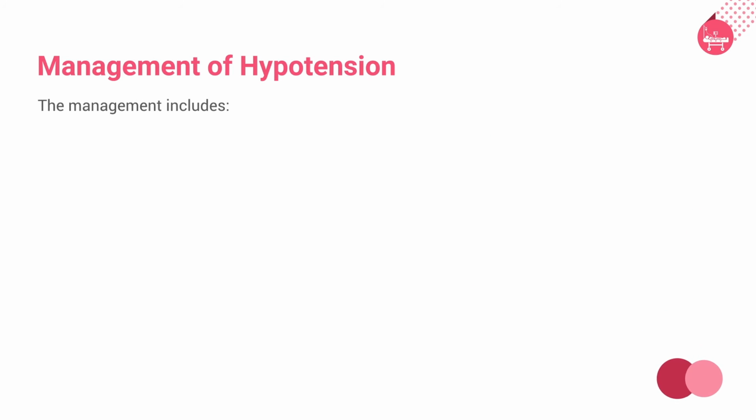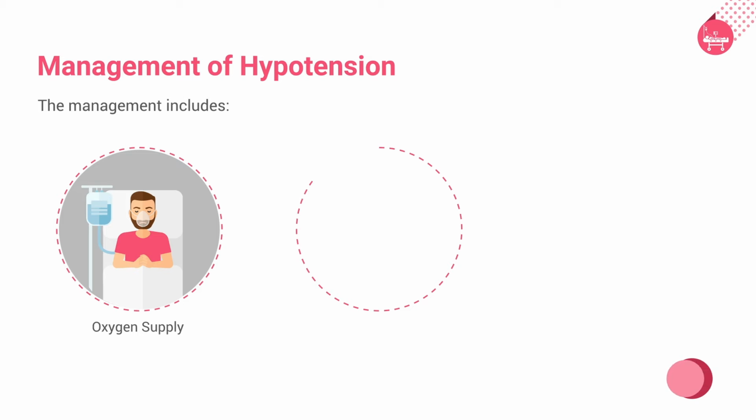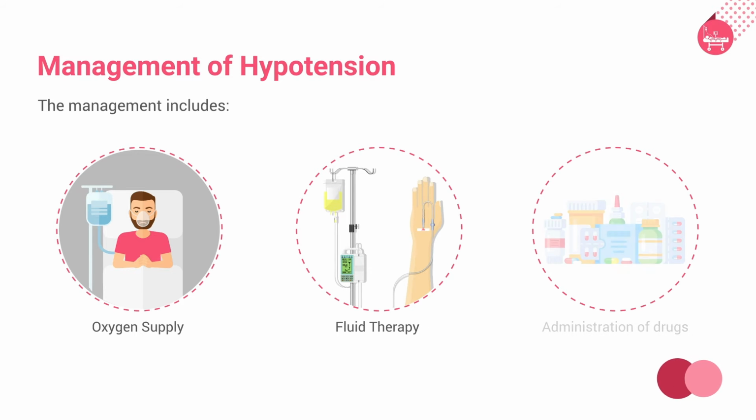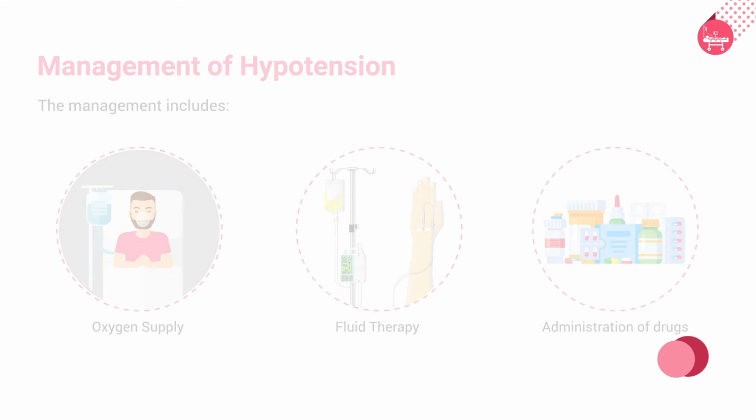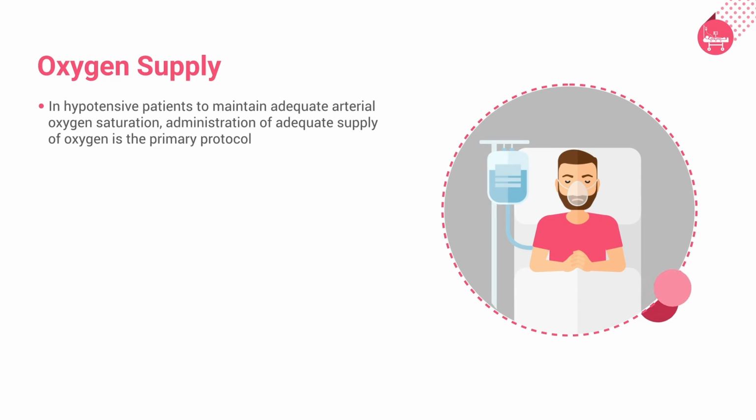The management of hypotension includes adequate oxygen supply, fluid therapy, and administration of drugs. We shall discuss each of these in detail further. In hypotensive patients, to maintain adequate arterial oxygen saturation, administration of adequate supply of oxygen is the primary protocol. A target value of more than or equal to 94% is acceptable.